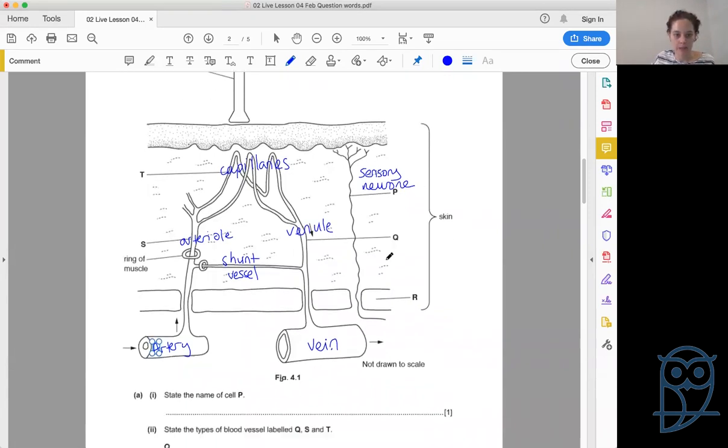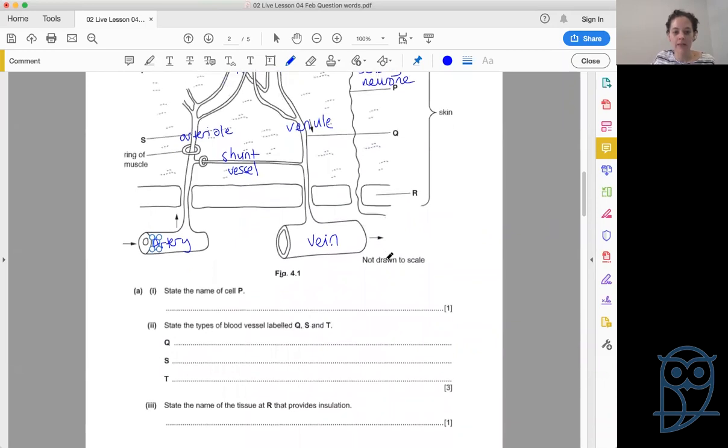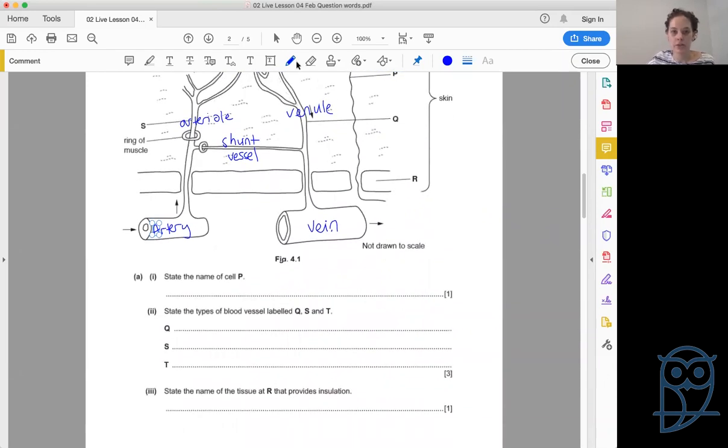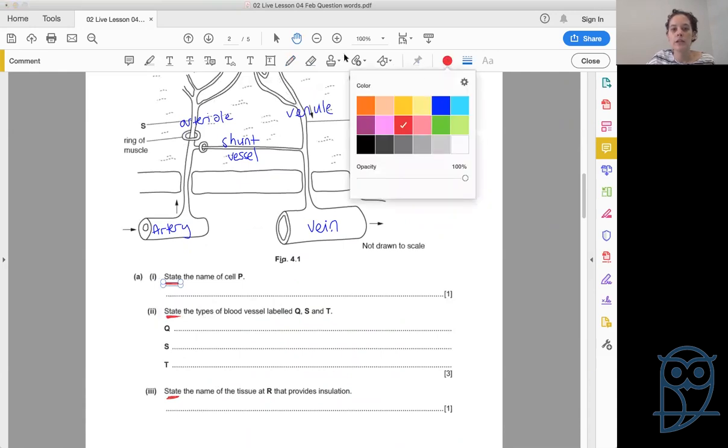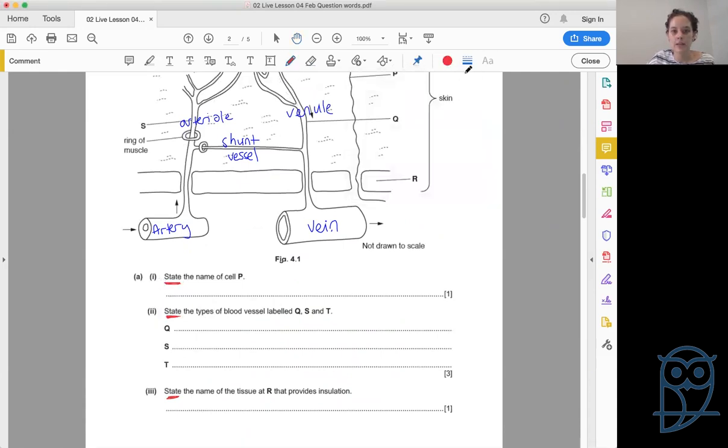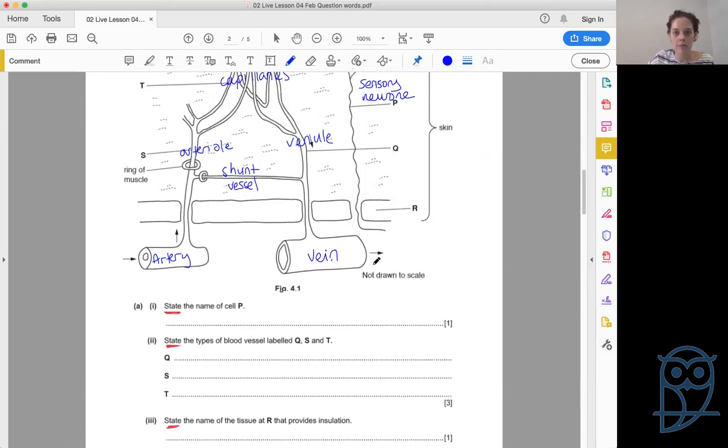Getting on to the questions, look at those 3 question words. They are all state: state the name, state the type, state the name. So we're looking for really concise answers, just the name, the types. So the name of cell P, we already know that one. This is a sensory neuron.